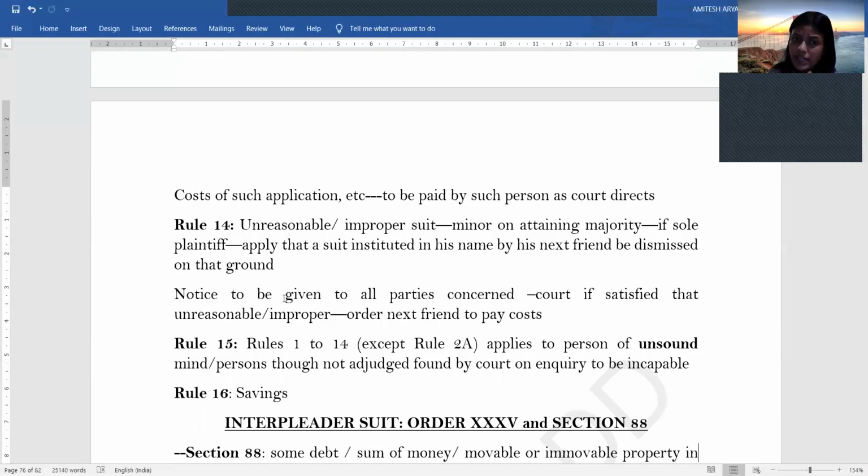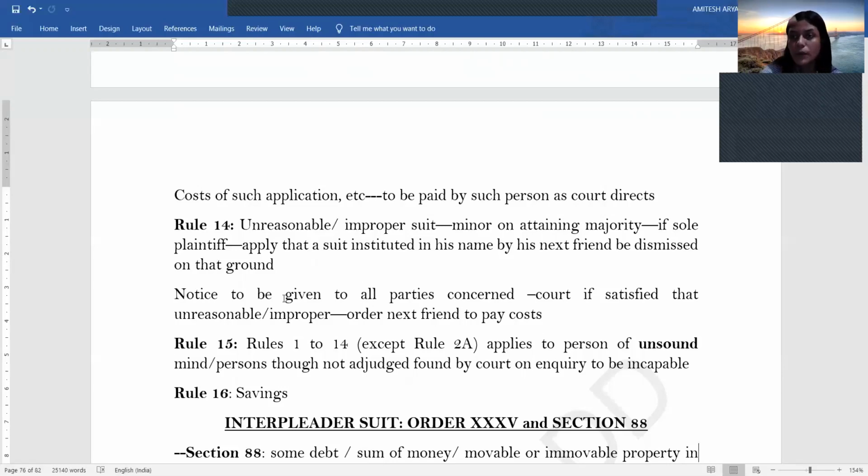Now, rule number 14 says that if it was an unreasonable or improper suit, the minor on attaining majority can apply that this suit, which was instituted by his next friend, be dismissed on the ground that it was unreasonable or improper. And here the notice has to be given to all the parties concerned. And the court, if satisfied that it was unreasonable or improper, may also order the next friend to pay costs.